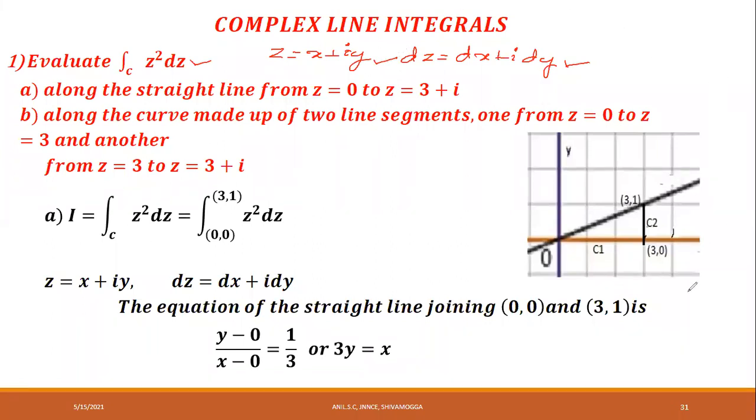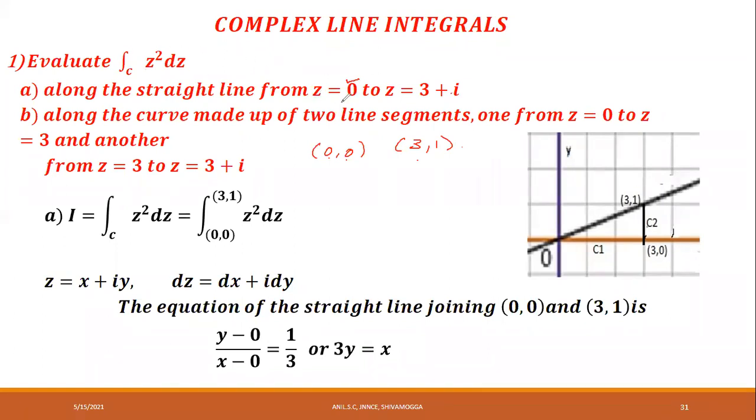Two cases are there. First case, along the straight line from z = 0. Z = 0 means real part 0, imaginary part 0. Every complex number can be regarded as an ordered pair of real numbers like this. 0, 0 means real part 0, imaginary part 0. Z = 3 + i means real part 3 and imaginary part 1. 3, 1 means 3 + i.